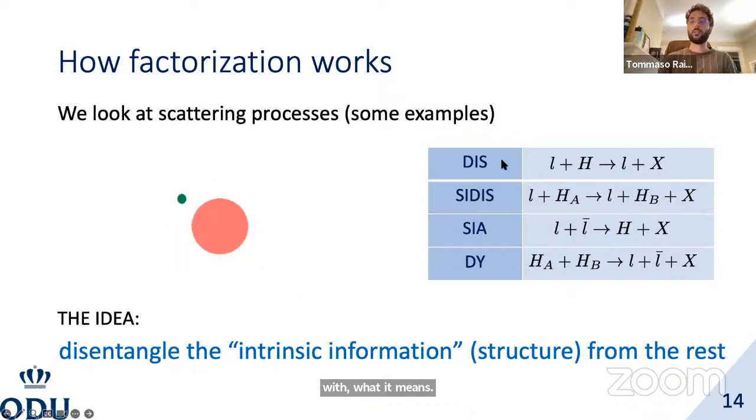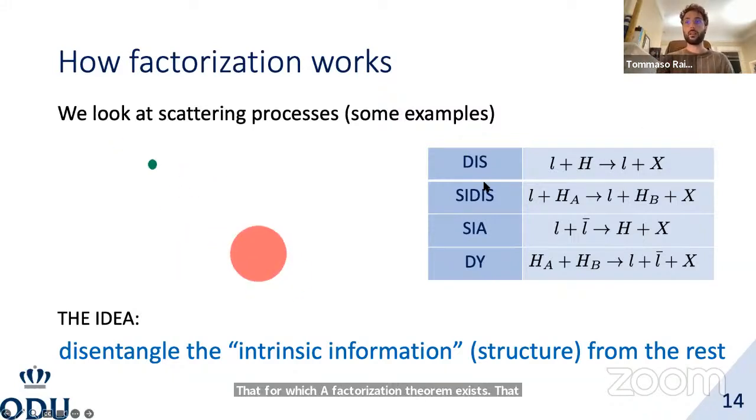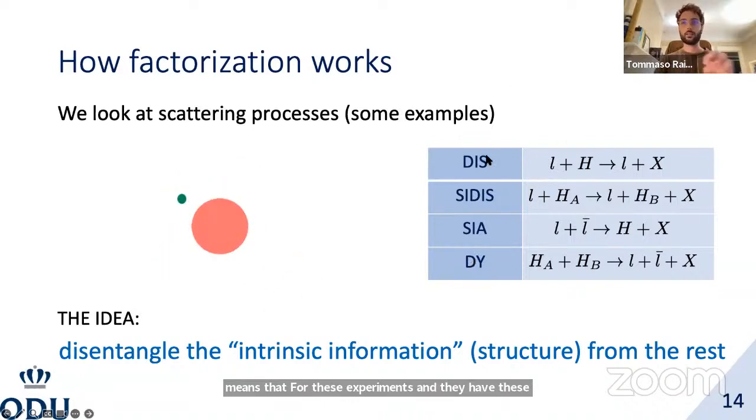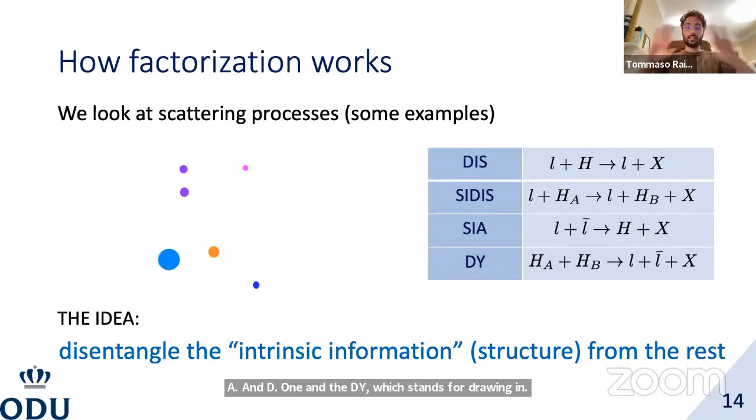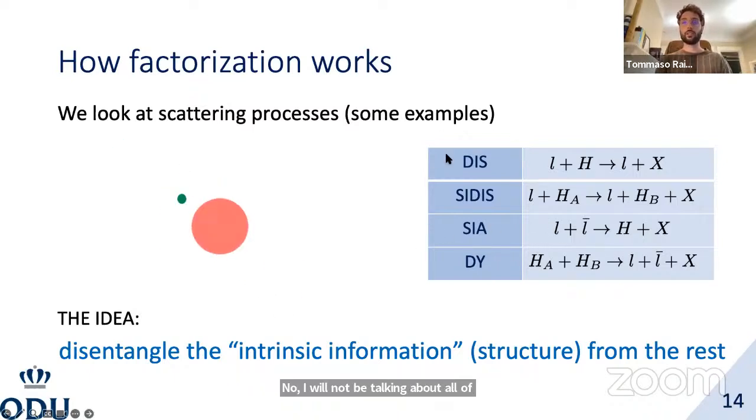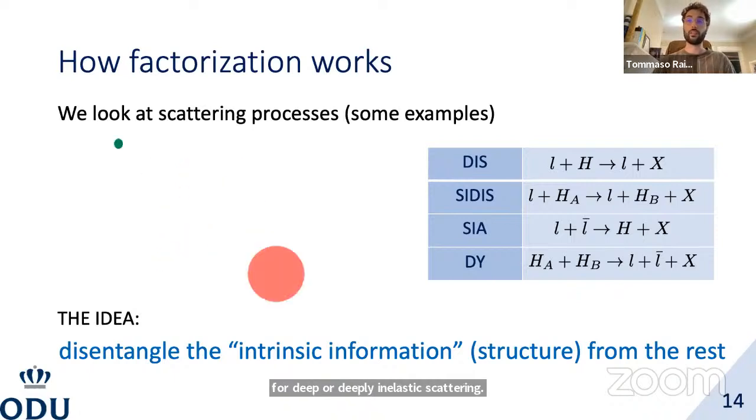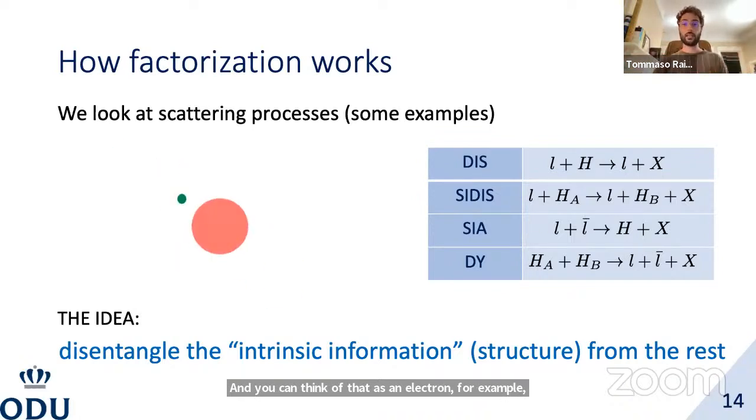Here in this box, I'm just listing a few of the possible scattering experiments for which a factorization theorem exists. That means that for these experiments, which have these names, DIS, SIDIS, SIA, and DY, which stands for Drell-Yan, you can prove that you can, like I said, disentangle these perturbative and non-perturbative contributions. Now, I will not be talking about all of these. Actually, I'll be only talking about the first one, DIS, which stands for deep inelastic scattering. You can think of that as an electron, for example, that strikes a hadronic target, like a proton.